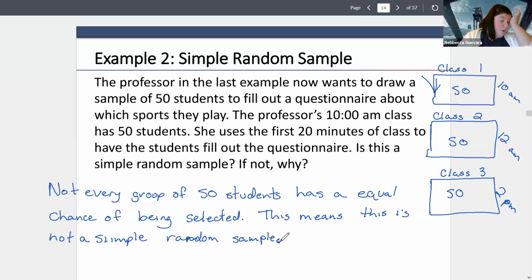So the problem we have here is that there's going to be something different about these students. Students who take a 10 a.m. class or a 12 p.m. or 2 p.m. class, there's going to be something slightly different about them. It's possible that this university offers a nursing class, but the only time they offer it is 2 o'clock. So that would ensure that this class would have no nursing students.